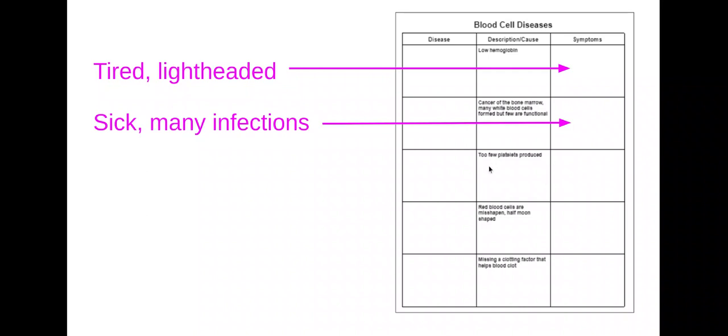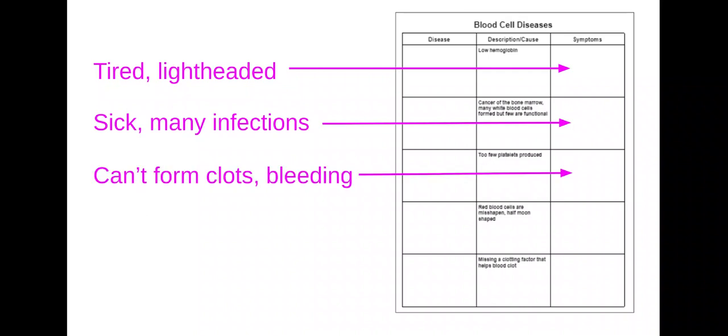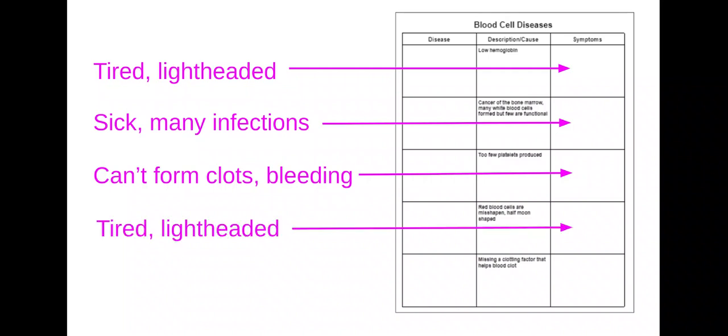If we don't produce enough platelets for blood clotting, what might happen is we can't clot our blood, so we can't form clots and we'll end up bleeding a lot. If our red blood cells are the wrong shape, they're not going to function as well as they normally do. They don't have as much space for oxygen. So again, someone's going to be tired or lightheaded.